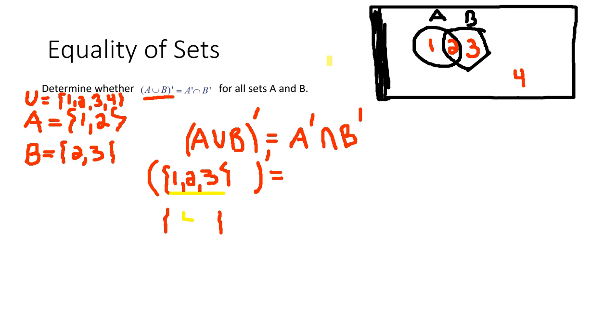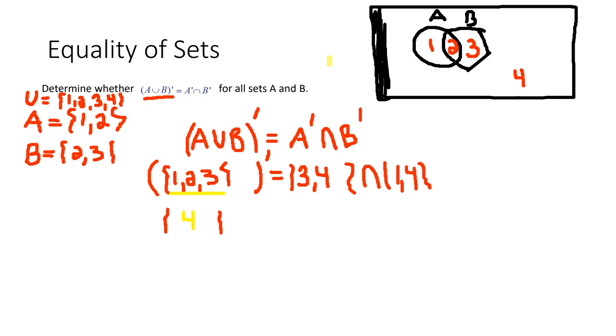So now let's go to the right side. So we have A complement. So A complement means what are all the numbers that are not inside of A? So if we look at A, it is 1 and 2. So the numbers that are not in there are 3 and 4. Then we have our intersection symbol. And then B complement is everything that's not in B, which is the number 1 and the number 4.